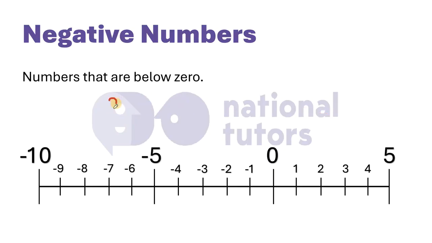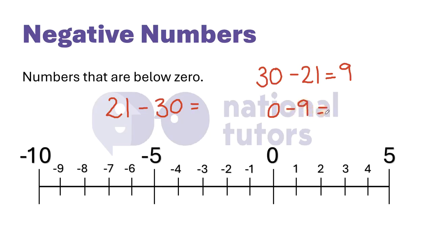A bit trickier this time. Let's have 21 take away 30. So let's work out how many I'll have left once I've counted down to 0. It will take me 21 to count down to 0. And once I have counted down to 0, I will have 9 left to count. So once I'm at 0, I'm going to take away that additional 9, and that leaves me with negative 9. So 21 take away 30 is negative 9.